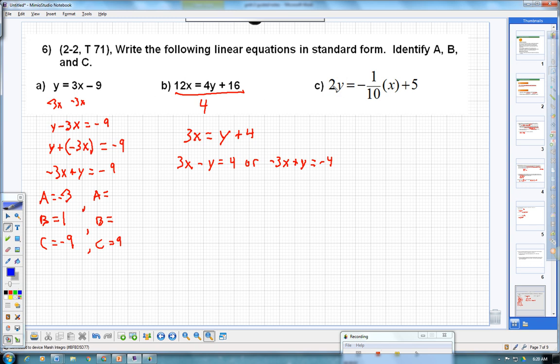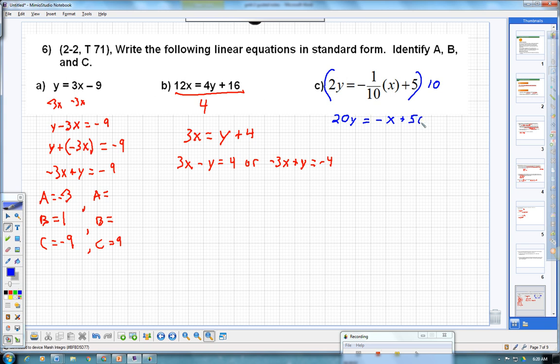Look at example C. In example C, we have 2y equals negative 1/10 x plus 5. This is a unique problem because we have that fraction there. We're going to get rid of that fraction. How are we going to get rid of that fraction? By multiplying everything in there by 10 first. That's going to make it a lot easier on us. The same equation: 20y equals negative x, since 10 times negative 1/10 is negative x, plus 50.